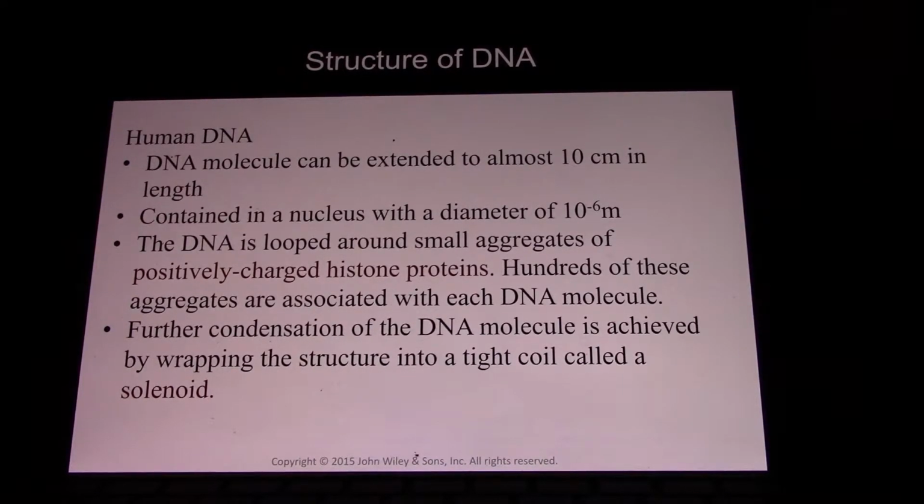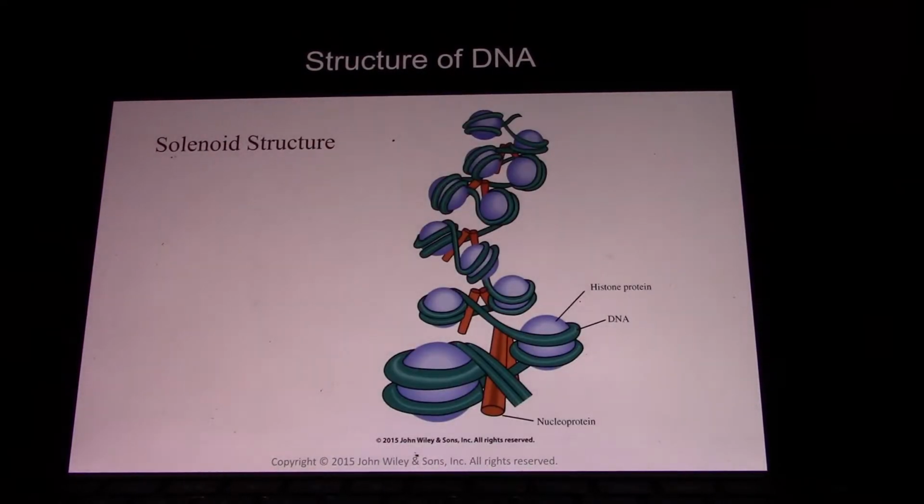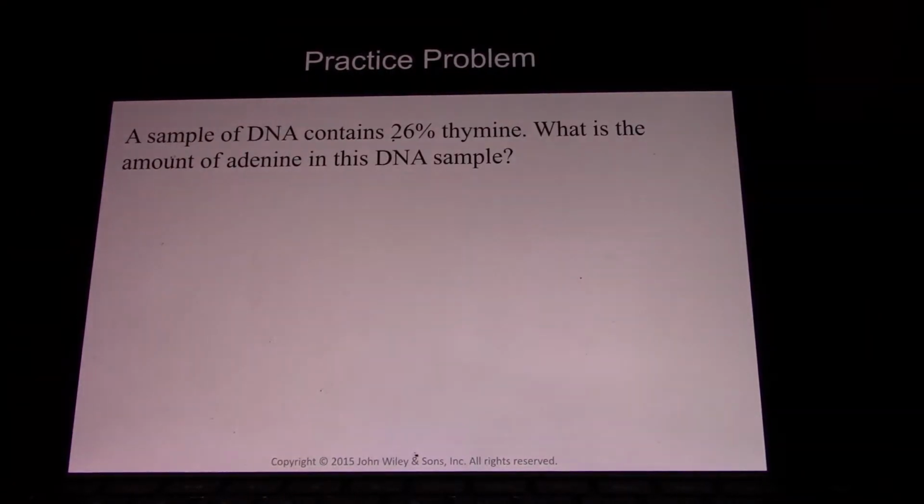Further condensation of the DNA molecule is achieved by wrapping the structure into a tight coil called a solenoid. So here we see the solenoid structure. DNA wraps twice around a histone. It's about every 200 base pairs you find a histone. And so this is kind of like bubble wrapping. The DNA is the most precious thing in the cell, so it wraps it very carefully and exquisitely to make sure it doesn't get damaged or hurt because it's irreplaceable to the cell.